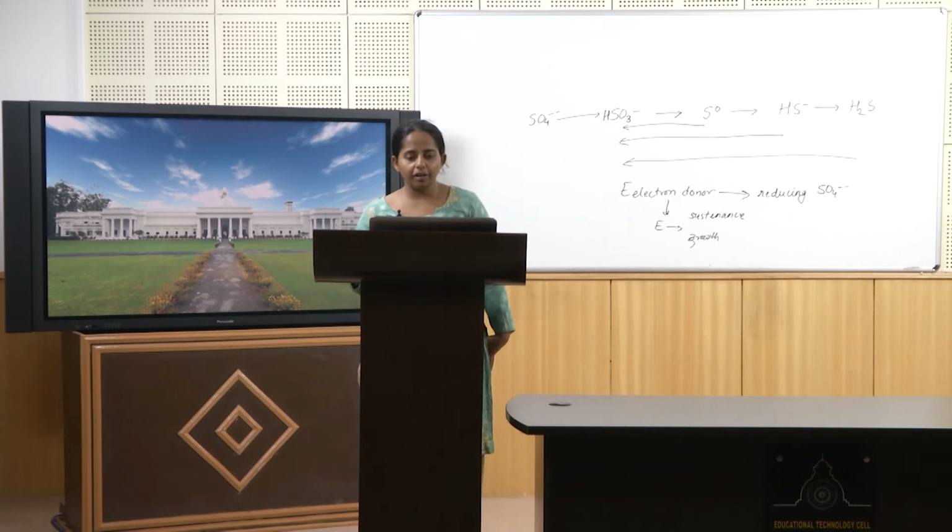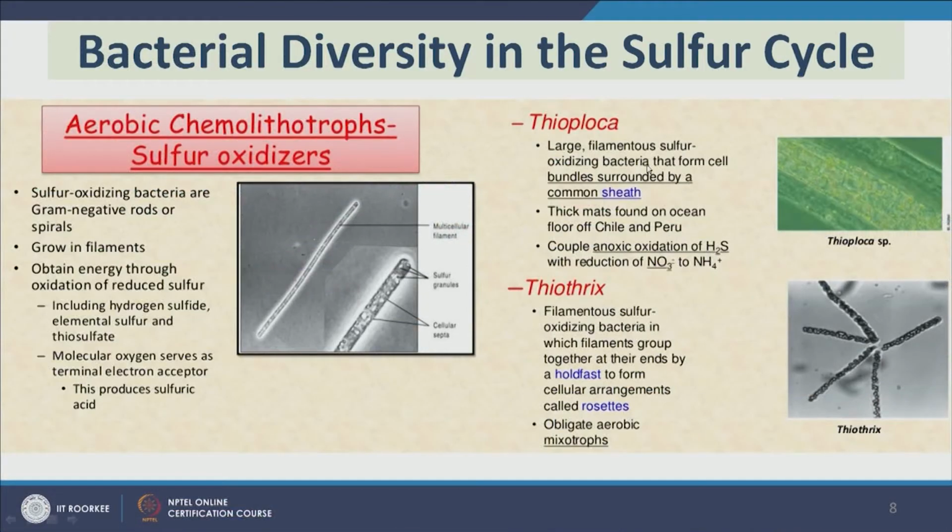Then we have Thioploca. These are two examples, Thiothrix and Thioploca. Thioploca, the picture is here. They are large filamentous sulfur oxidizing bacteria that form cell bundles surrounded by a common sheath. So if you look very carefully in this particular picture, you notice that there is a green cylinder kind of filament that is going diagonally through this picture. Now this is not one cell. Don't think that if you see a long thread of Thioploca, it's all one microbe, but in fact this is one common sheath that surrounds multiple cells.